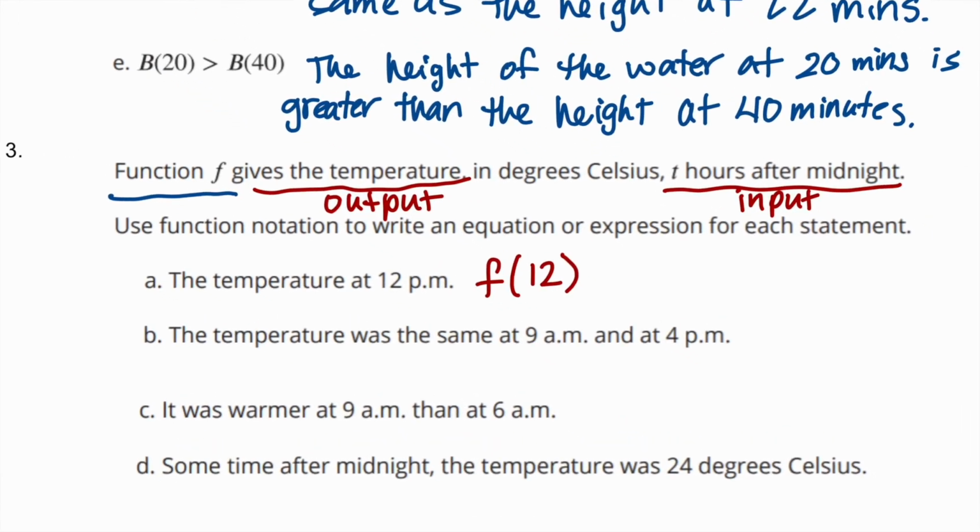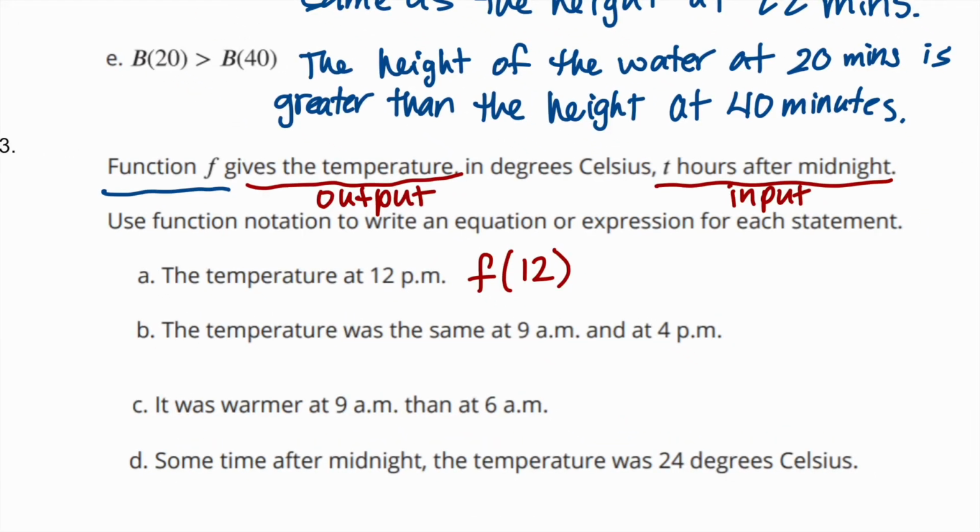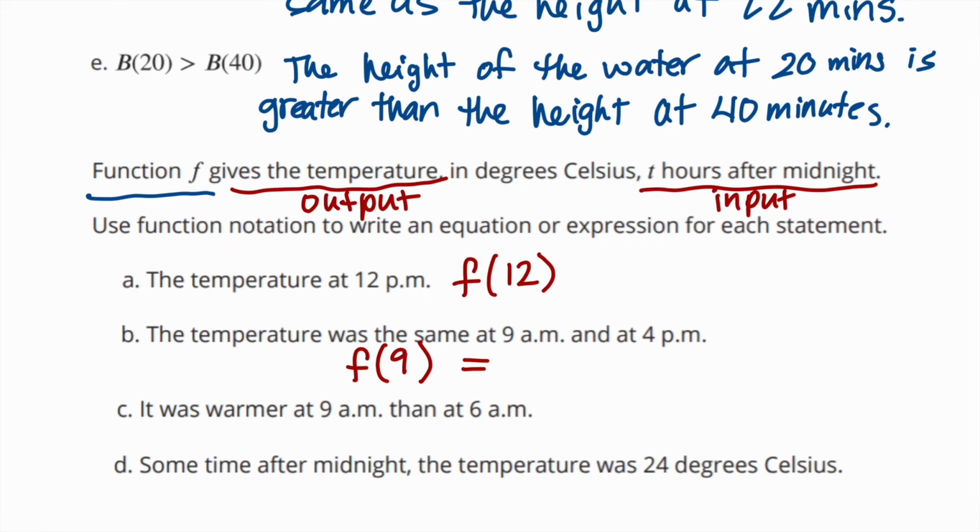The next statement here says the temperature is the same at 9 a.m. and 4 p.m. So we're going to represent the temperature at 9 and the temperature at 4, and then put an equal sign in between to show that they're equal. So F of 9, because it's a.m., so that's 9 hours after midnight, it's going to be equal to, or the same as, 4 p.m., but this is 4 hours after noon, so we have to take the 12 hours and then add 4, so this is going to be F of 16 and not F of 4. We have to be careful when we're doing 4 p.m.